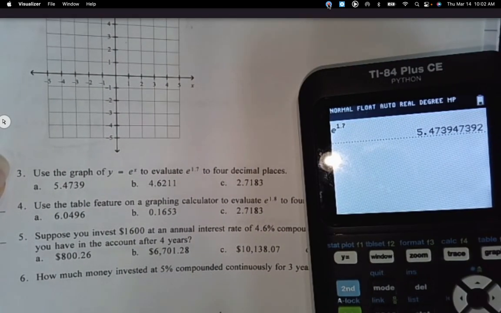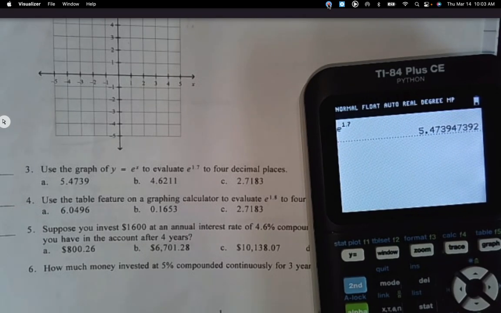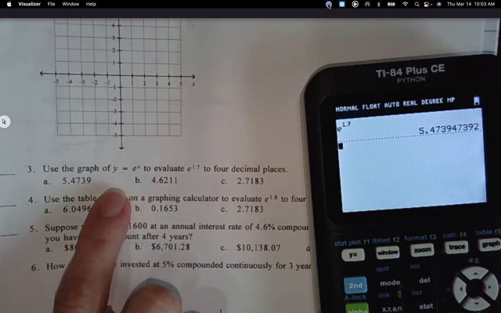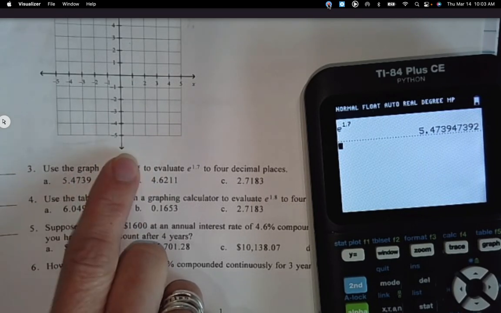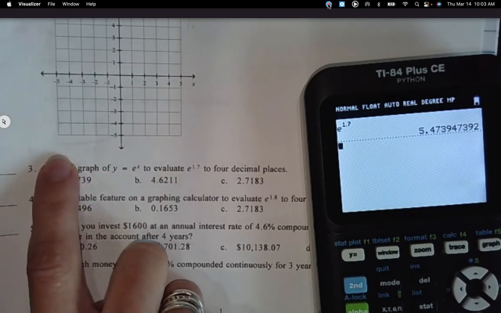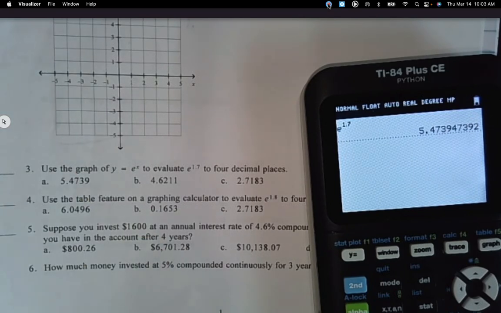It's 4.4739. Is everybody okay with that one? Just remembering what to do on it, okay? Number 3, just ignore that it says use the graph, okay? Yeah, number 2 is not on there, number 3 is. Just pretend it says use your calculator, okay? And just type that in, e to the 1.7.